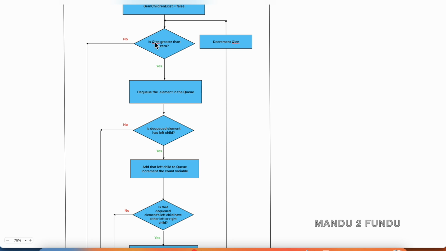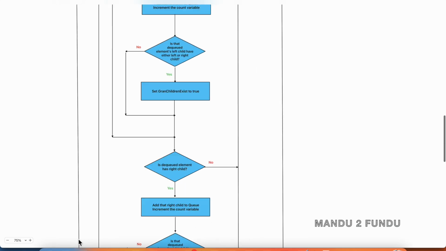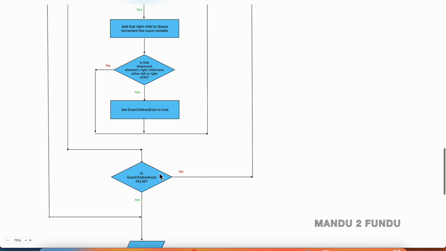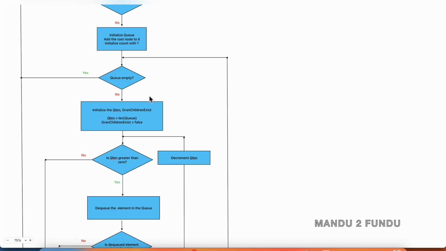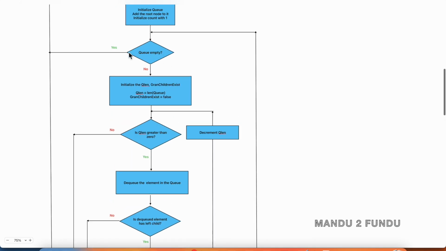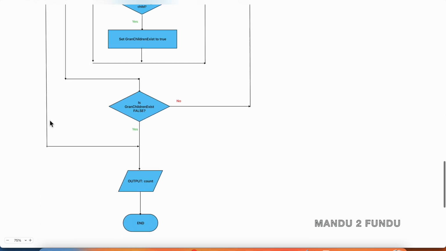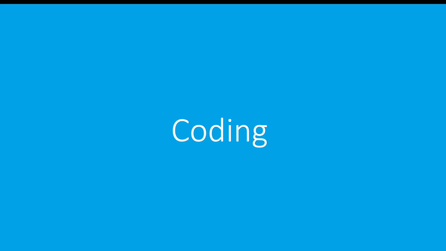Once the queue len is 0, we come out of the inner loop and we check whether the grandchildren exist flag is false. That means the next level elements are all leaf nodes. So we can break out of the outer loop and return the count. Otherwise, we keep processing the elements in the next level. Once all the elements are processed, we come out and return the count value. Let's move on to coding.